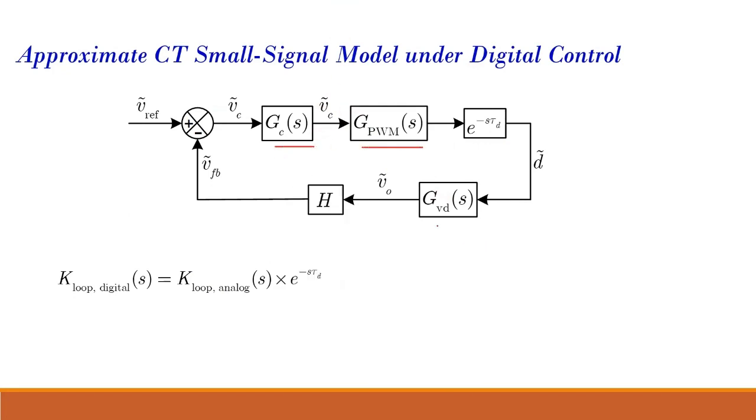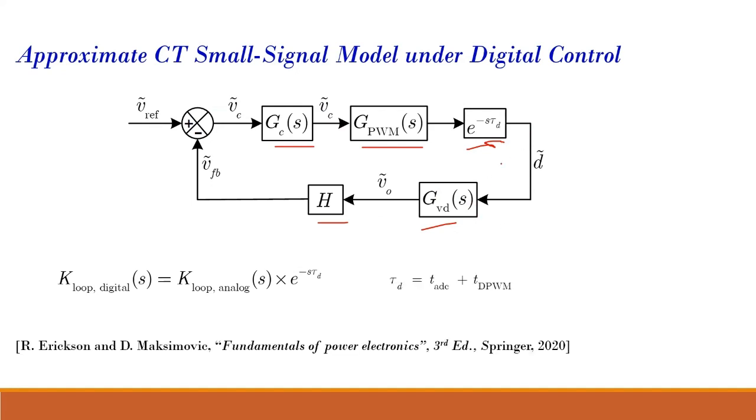This and this are all present in my analog loop as well. But this is the extra thing which has been added in the digital loop. We are getting an extra delay with the digital loop. This delay is due to my ADC conversion time as well as the delay due to my digital pulse width modulator, which is given over here. For further details, you can refer to this lecture.